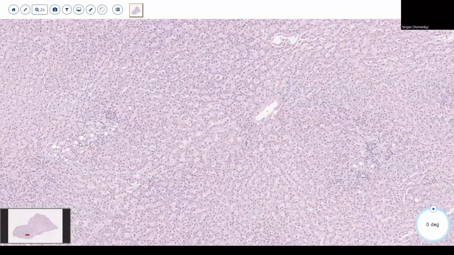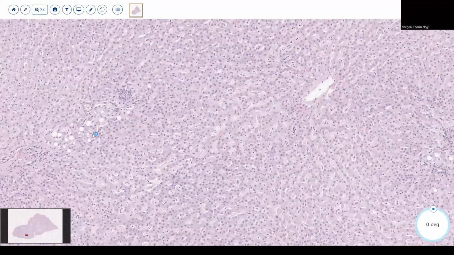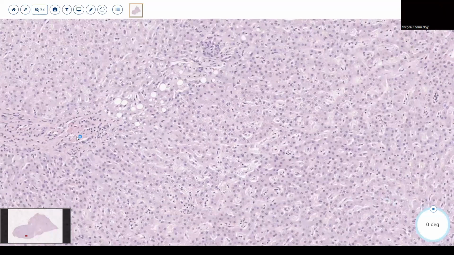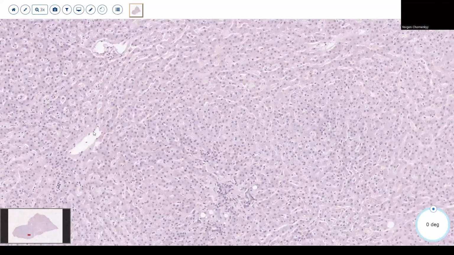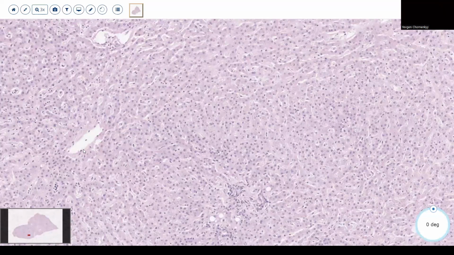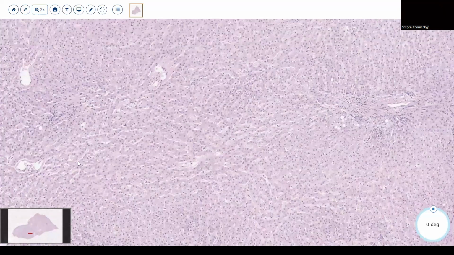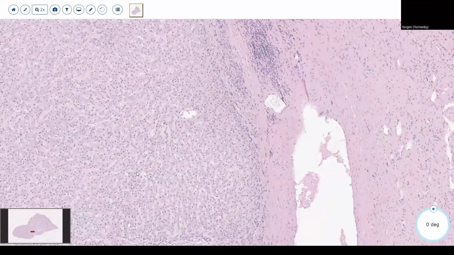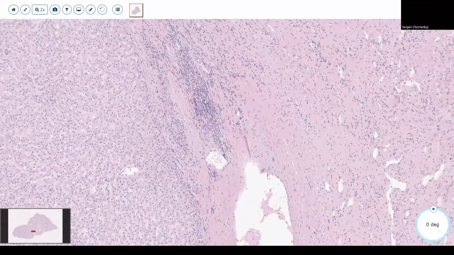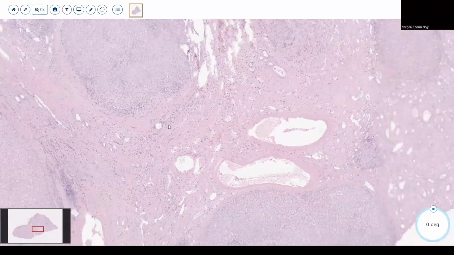There's maybe a little macrovesicular steatosis here. There's something here that may look like an artery, maybe. It's hard to say. Maybe some sort of venous structure. But so far we don't see bile ducts, right? We don't see a portal tract anywhere. There's some inflammation on the periphery of this nodule, and then we go into this kind of nodular area.